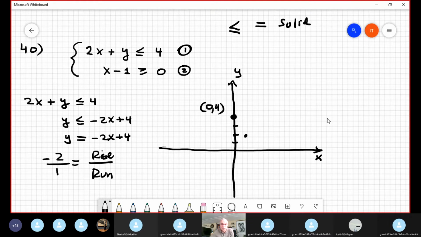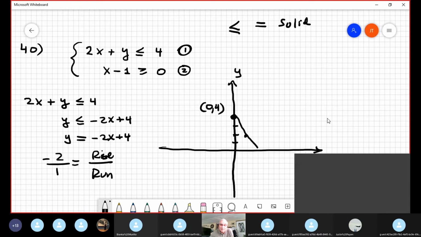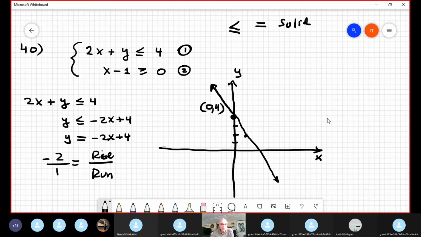Okay, so this line looks like that, because we have the equal sign. Yes, the reason, Oliveira. Equal sign, solid, because it includes the boundary between two countries. Okay, so my question is now, what part do you shade? Below the line or above the line?